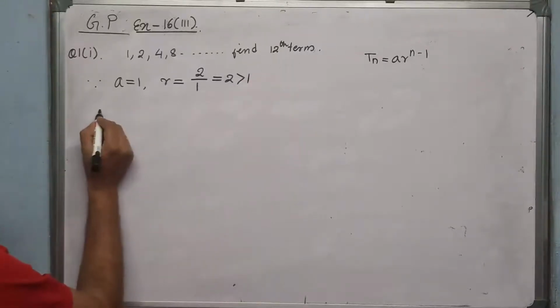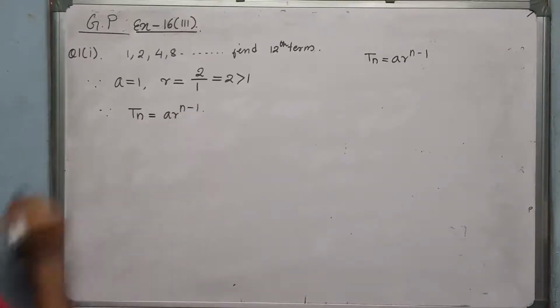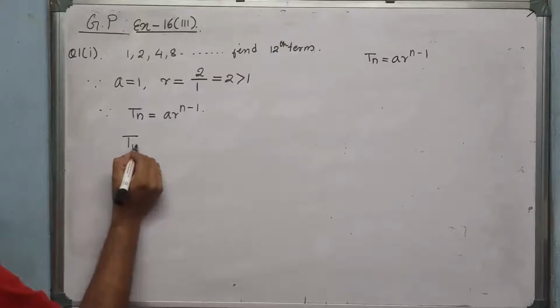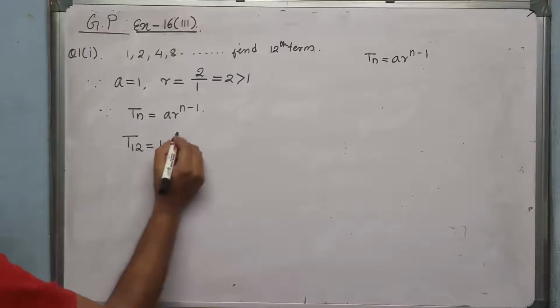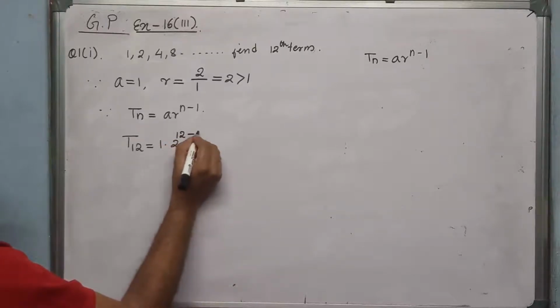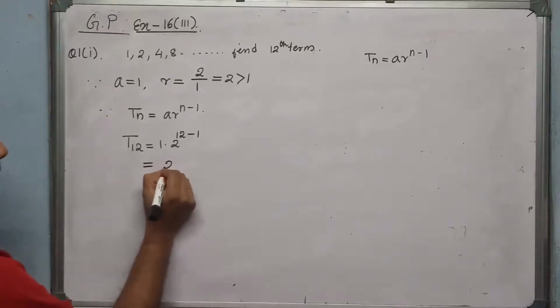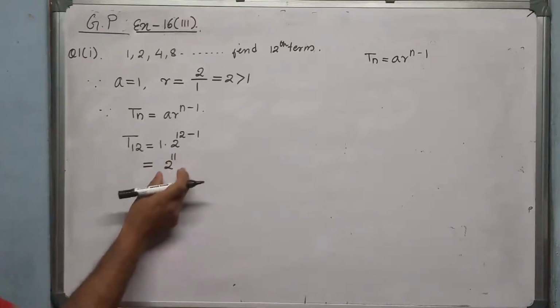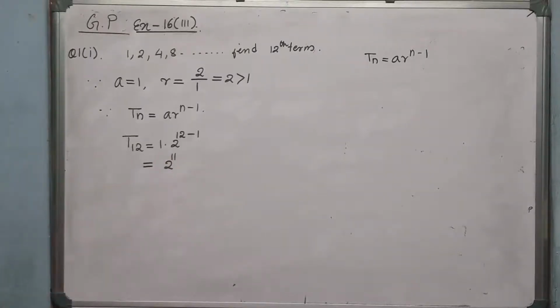Then to find the 12th term, you use this formula: Tn is equal to a r to the power n minus 1. Now substitute the values. T12 is equal to a, which is 1, and r is 2, to the power 12 minus 1. N is 12, so it is 1 into 2 to the power 11. You can leave your answer like this, and you don't need to do calculations. The answer is 2 to the power 11.